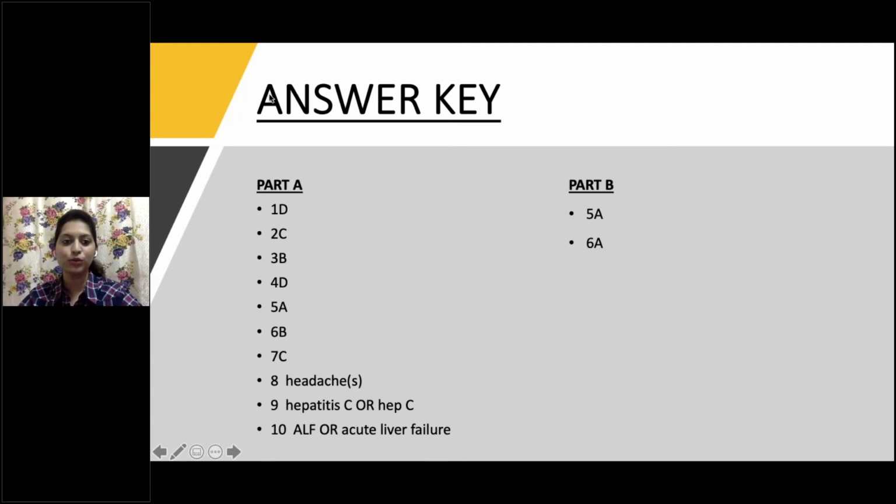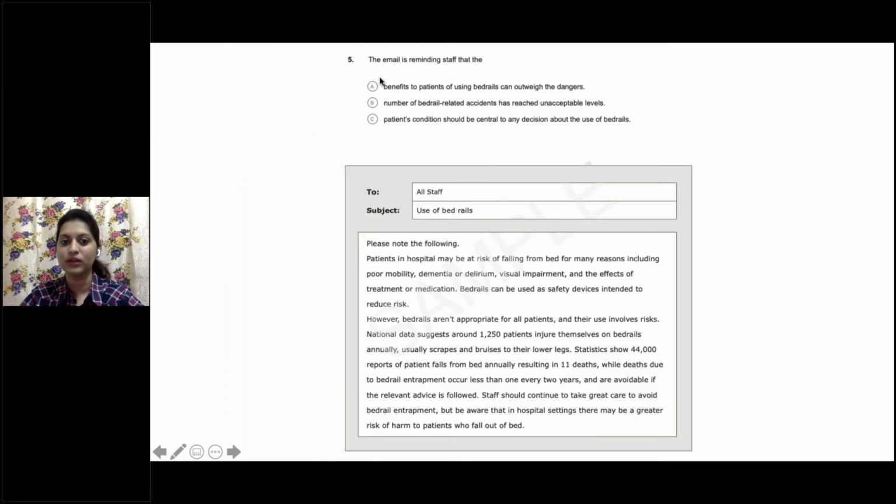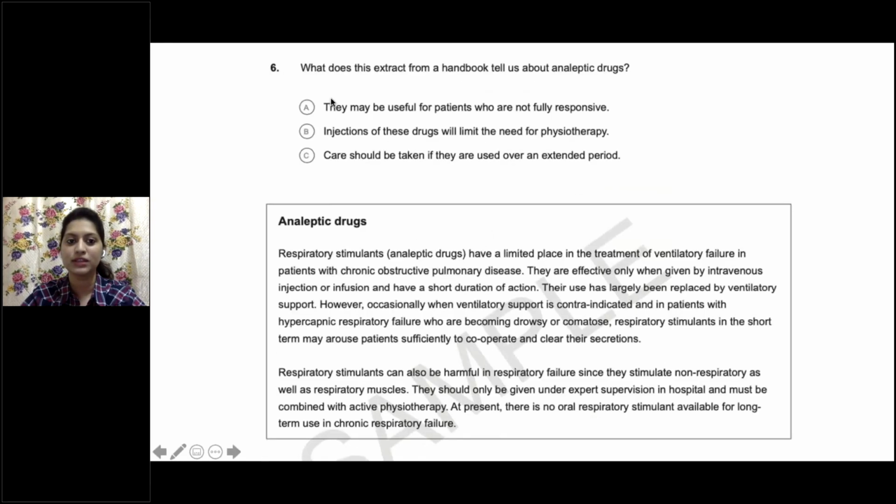Those who want to do part A later on and have downloaded the handouts or taken a screenshot of the questions, do take a screenshot of the answers as well so that you can cross check and let me know. And part B, both the fifth and the sixth question, the answer was A. So here, the email is reminding the staff that the benefits to patients of using bed rails can outweigh the dangers. And the answer for question number 6 would be they may be useful for patients who are not fully responsive.